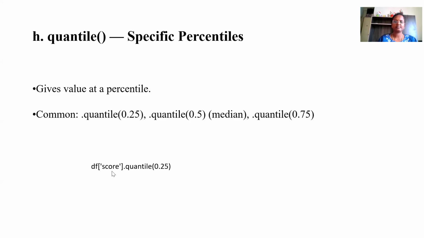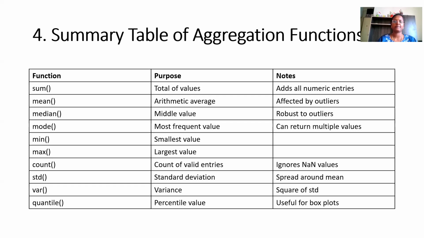The syntax is df['score'].quantile(0.25). It means that the 25% of the score will be analyzed from the data set.